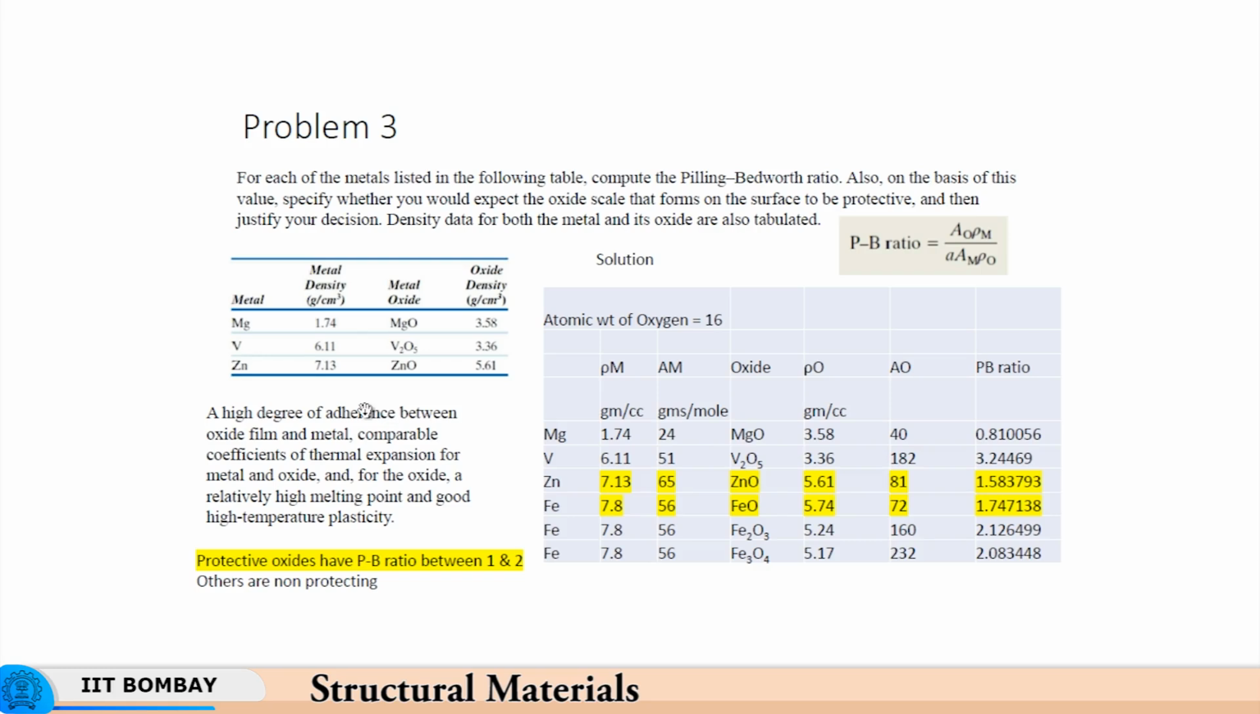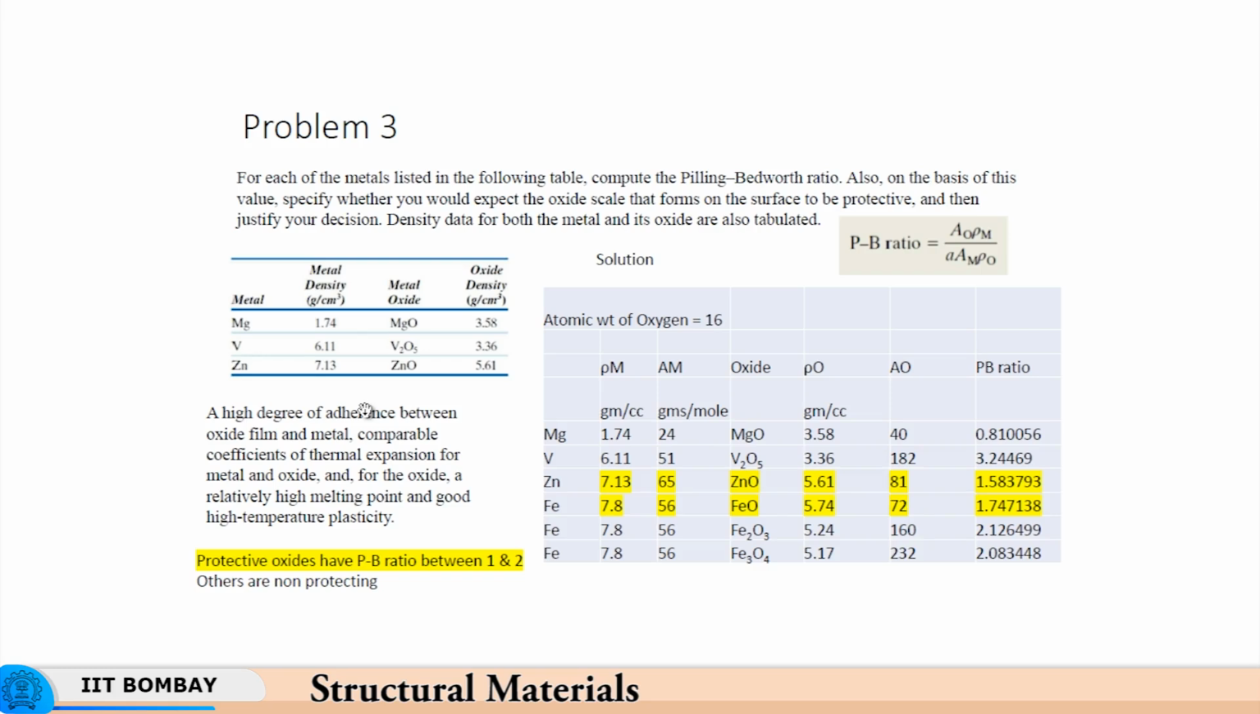So, on the basis of this value, the Pilling-Bedworth ratio value, we have to specify whether you would expect the oxide scale that forms on the surface to be protective, and then justify your decision. So, density has been given over here, and one thing to be understood is that a high degree of adhesion between oxide film and metal, comparable coefficient of thermal expansion for metal and oxide, a relatively high melting point and good high temperature plasticity, all are required for a protective oxide.